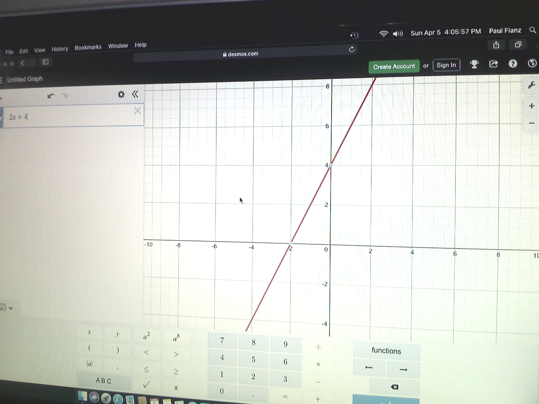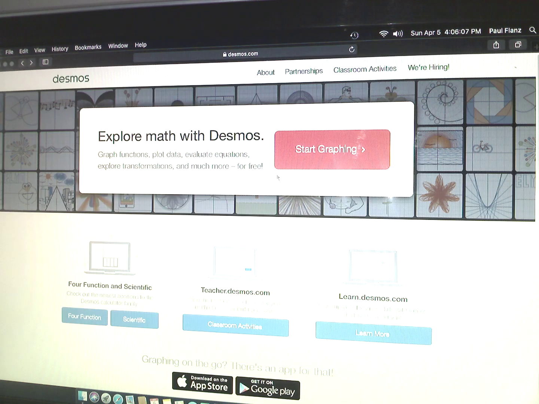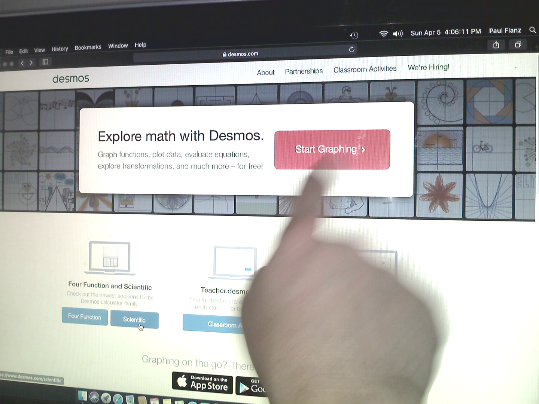So if you're working from a home computer or a tablet or your phone, and you don't want to worry about the app or you're having trouble with the app, just go here. And you have the two calculators that you will possibly need, the scientific over here and the graphing calculator over there.